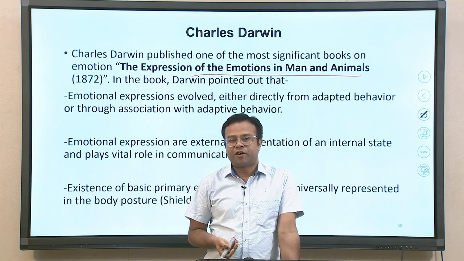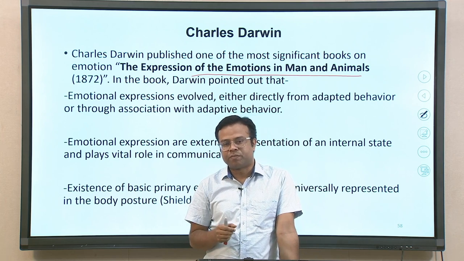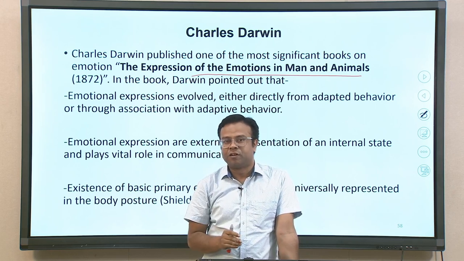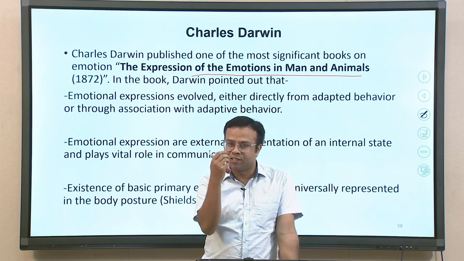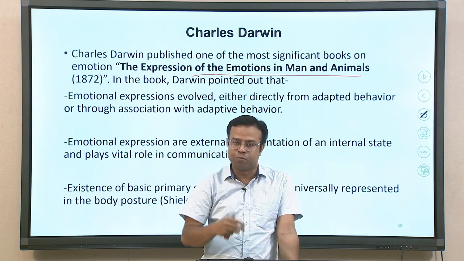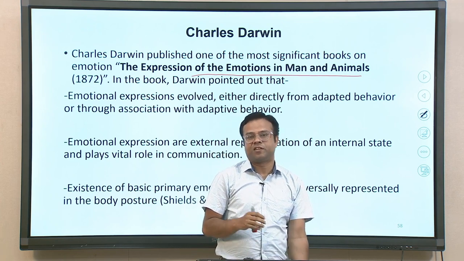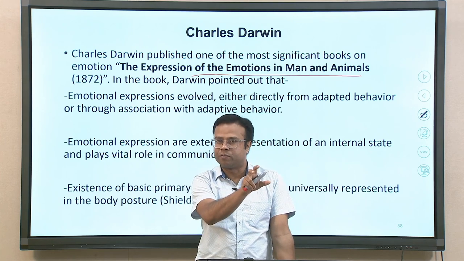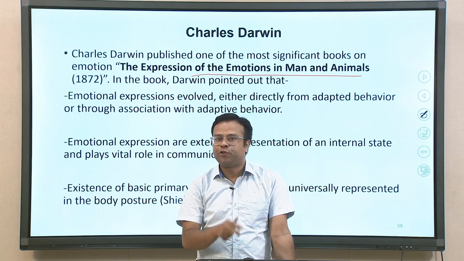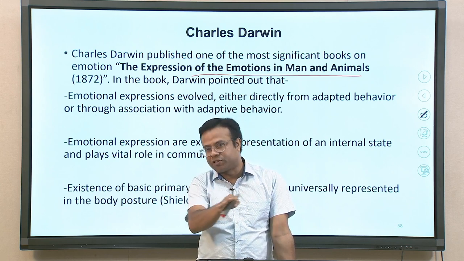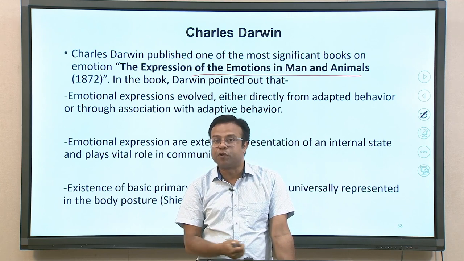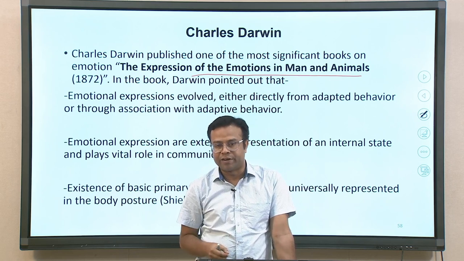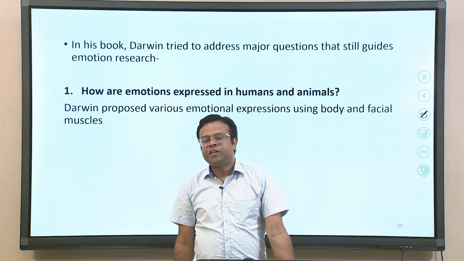Very interestingly, Charles Darwin was one of the first persons who talked about basic primary emotions, which we discussed in detail in the first lecture, with many theories about basic emotions. Charles Darwin actually talked about basic emotions in that book, which are universally represented in the body and the physiology. So, a lot of the modern basic emotion theories that we talk about are derived from Charles Darwin's ideas, or at least influenced by them, or can be credited to the ideas of Charles Darwin.